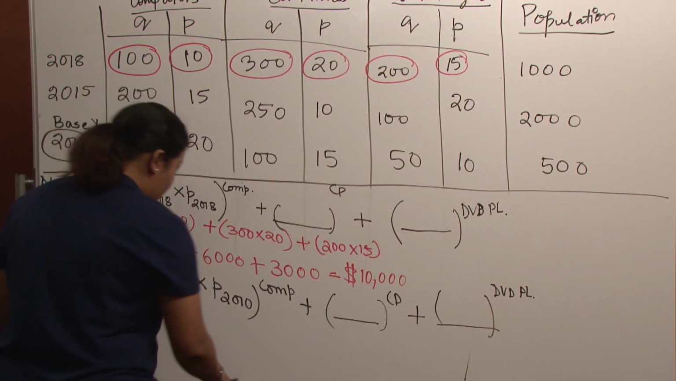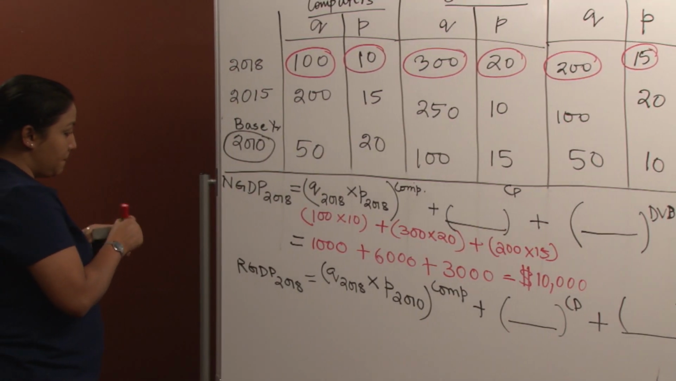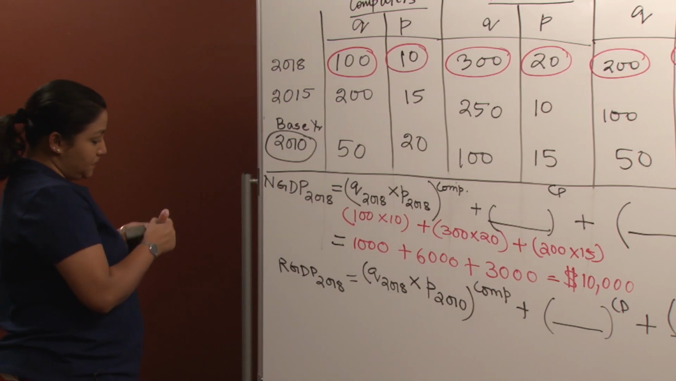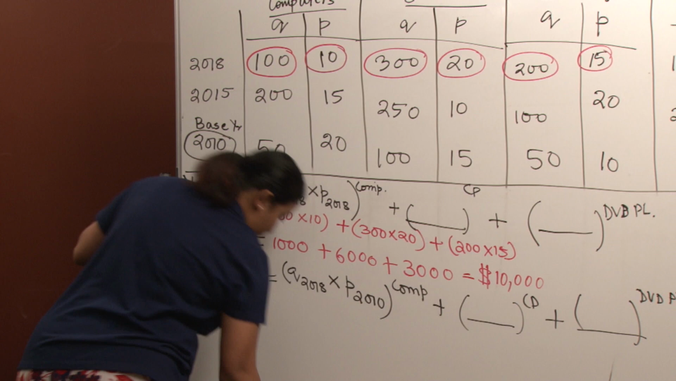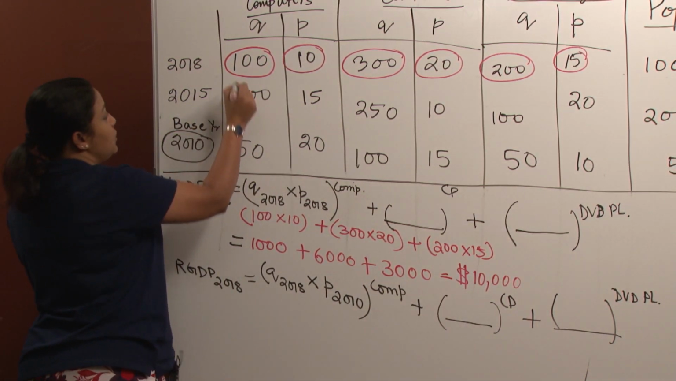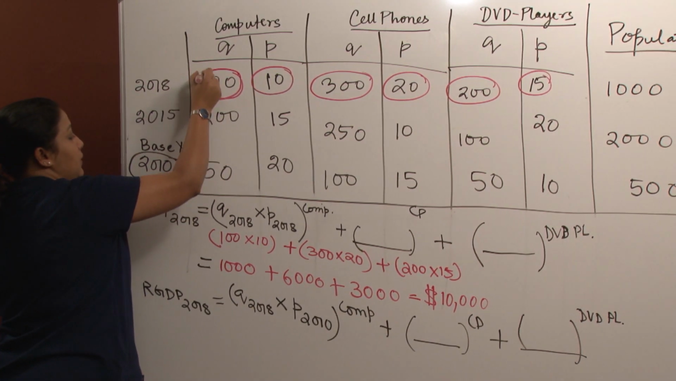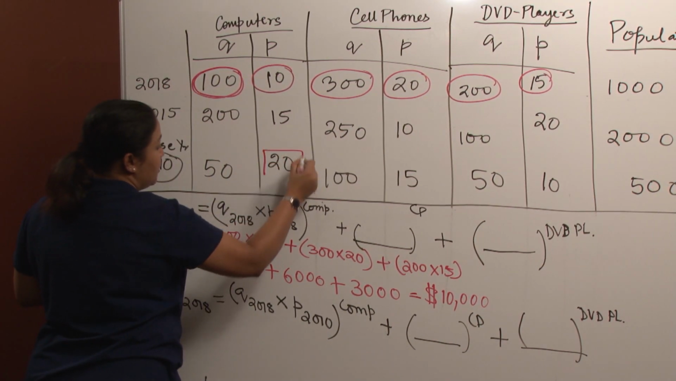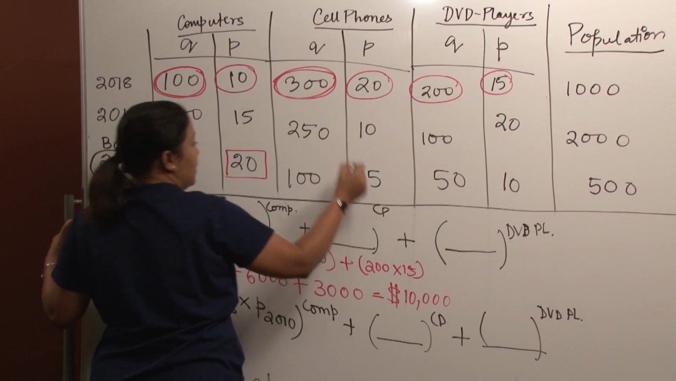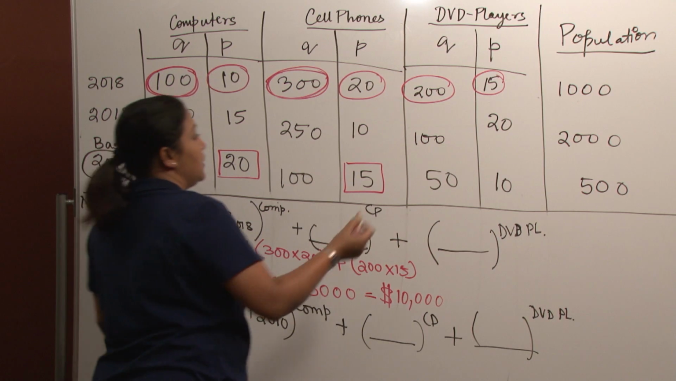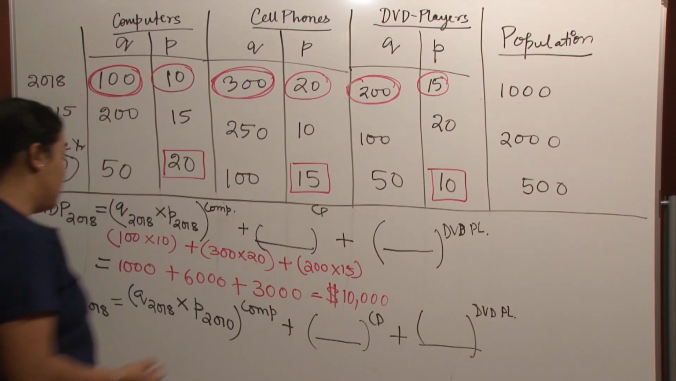Right. So the numbers that I am working with now is, I am taking the quantity of 2018. So it is still this quantity 100, that is the quantity, but now I am taking the prices of 2010. Still taking the quantity of 2018, taking the prices of 2010.